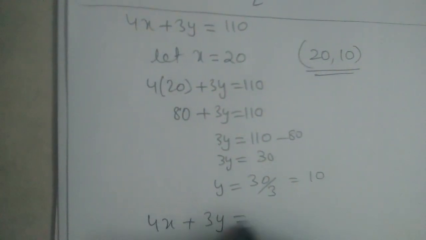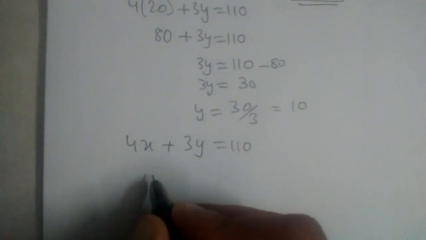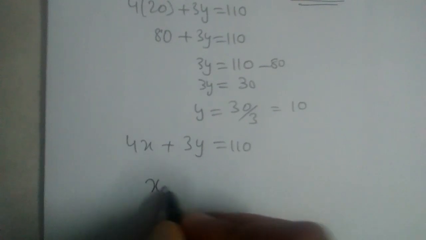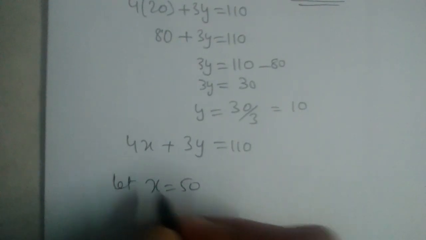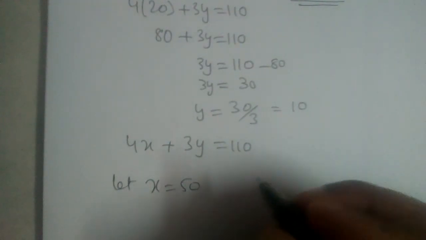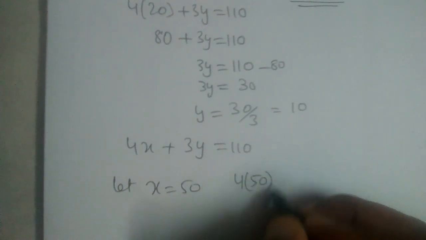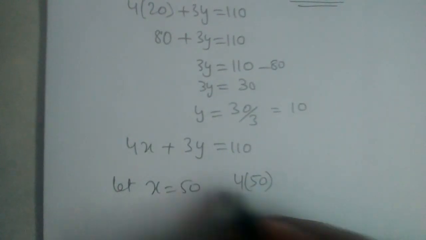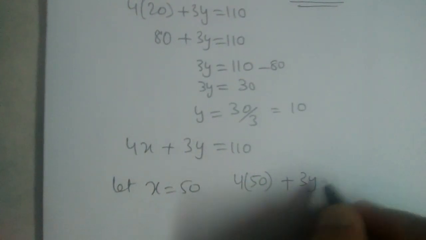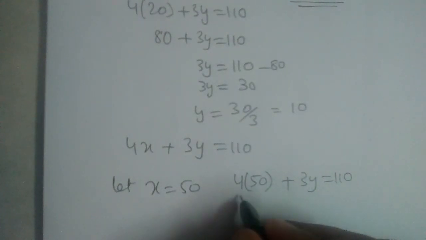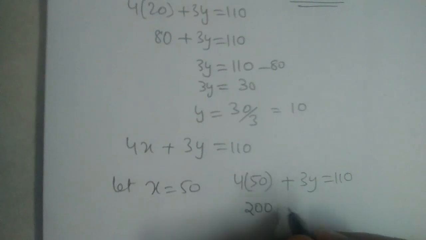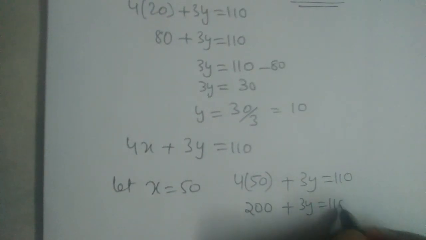4x plus 3y is equal to 110. All right, now let us substitute x is equal to 50. Let x is equal to 50. Okay, now this will give us 4 into 50 because x value we are taking it as 50 now. 3y is equal to 110. Okay, 4 5s are 20, so this will give us 200 plus 3y is equal to 110.